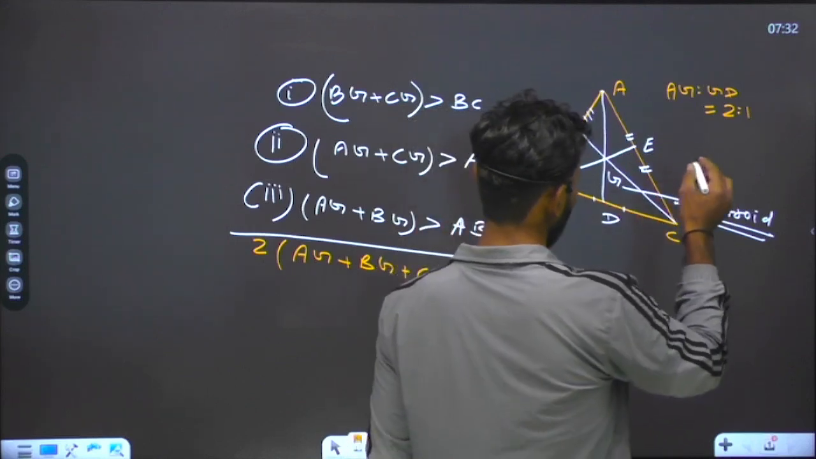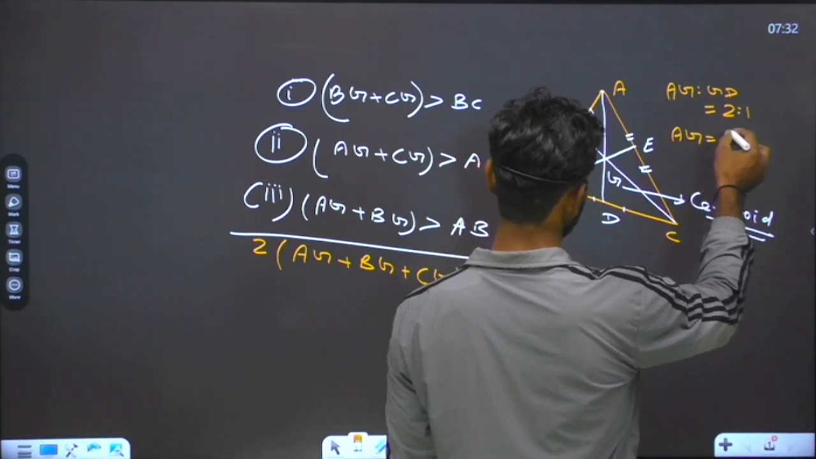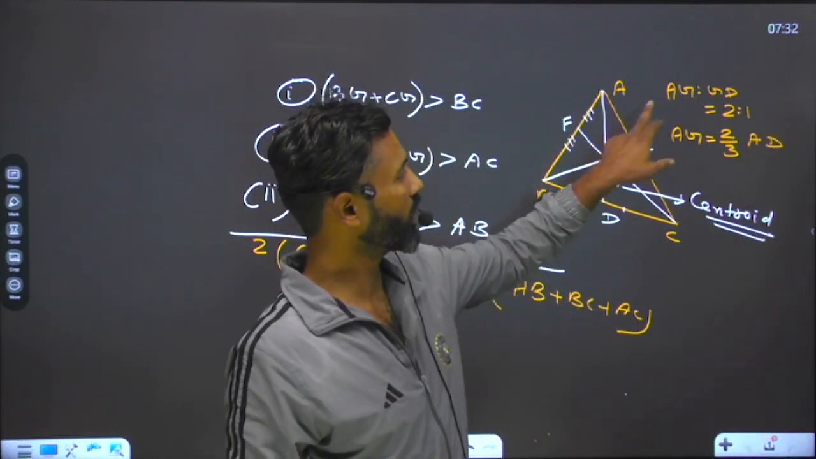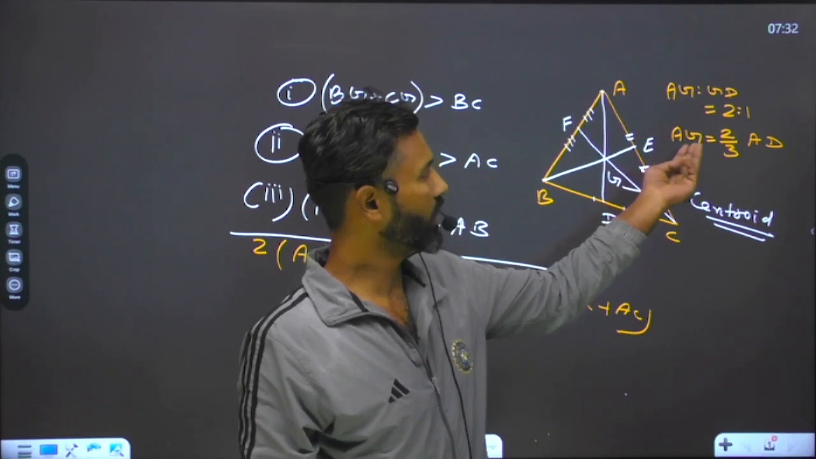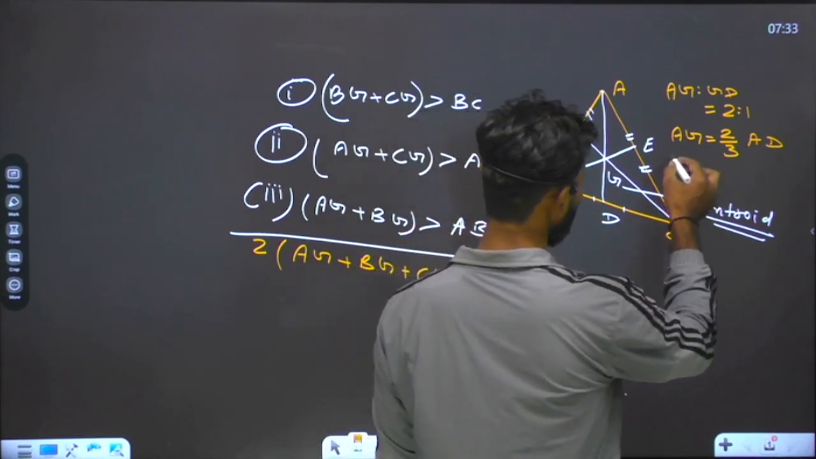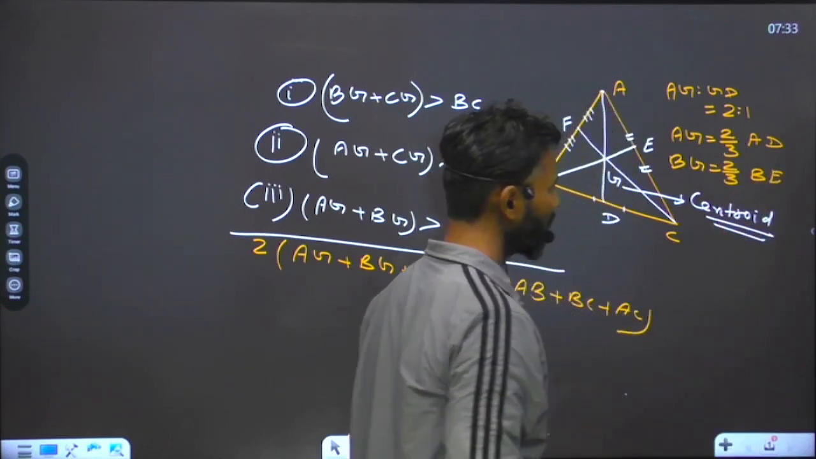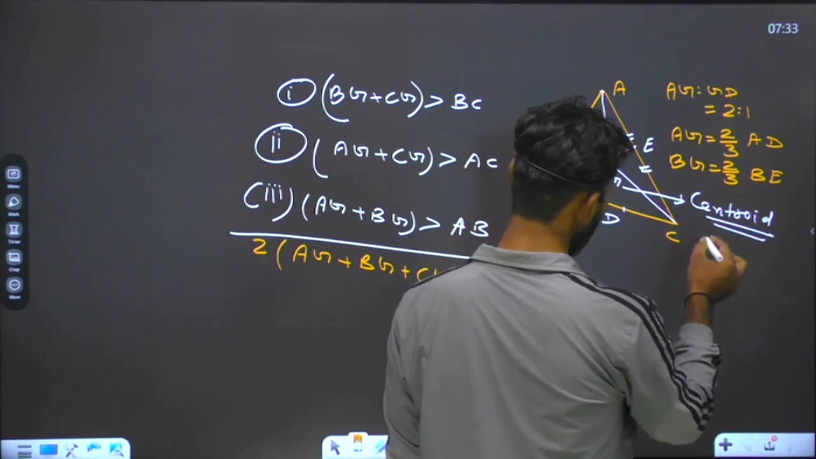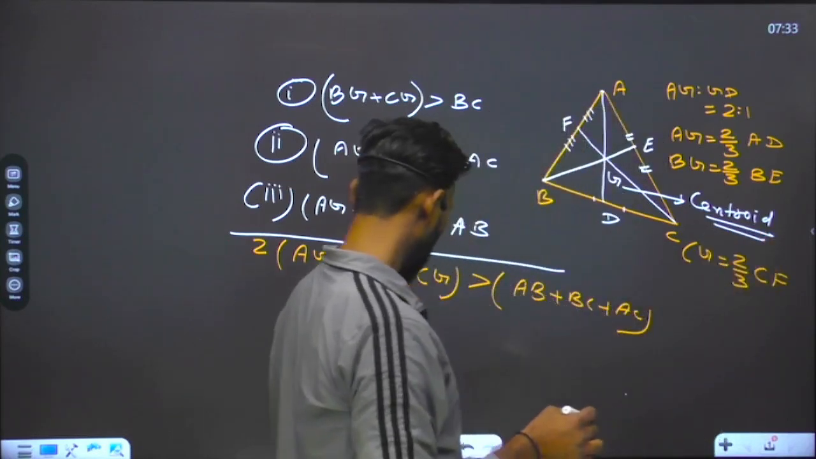Now you have to think over it. I can write here AG is equal to 2/3 AD. Yes or no? We can write it because AG is 2 units and the complete AD is 3 units. So AG is 2/3 of AD. It is quite simple. In the same way, BG is equal to 2/3 of BE, and CG will be equal to 2/3 of CF.